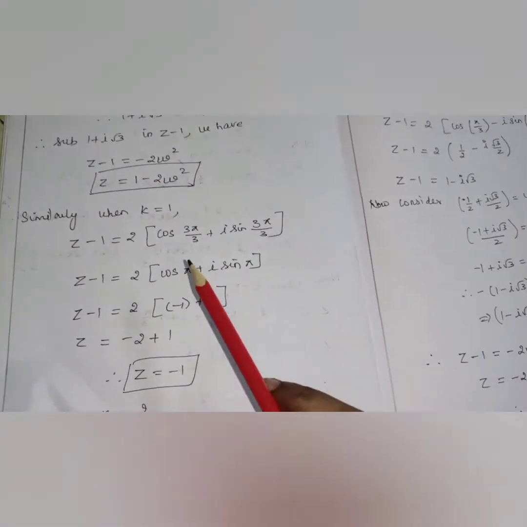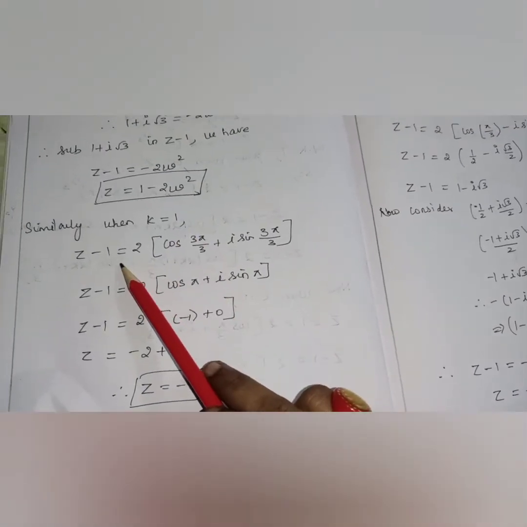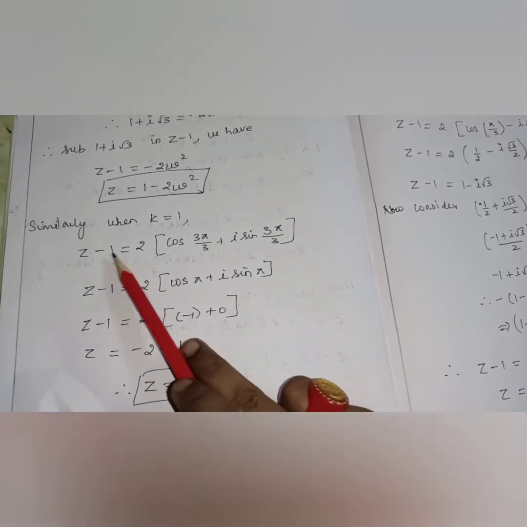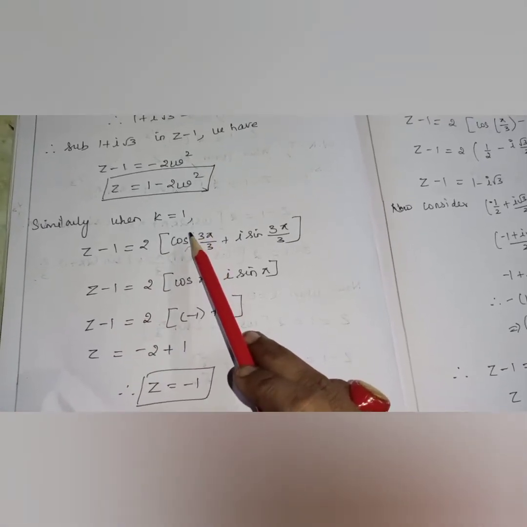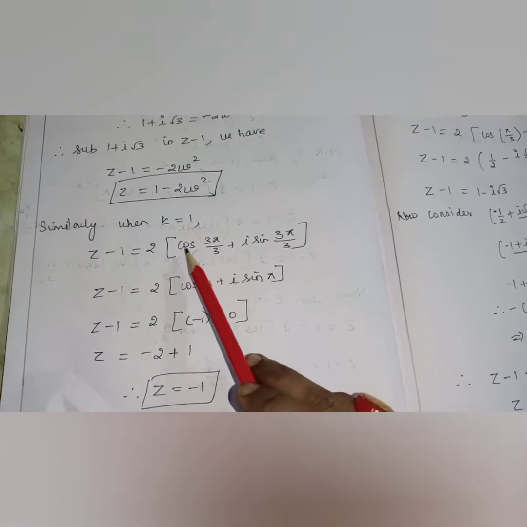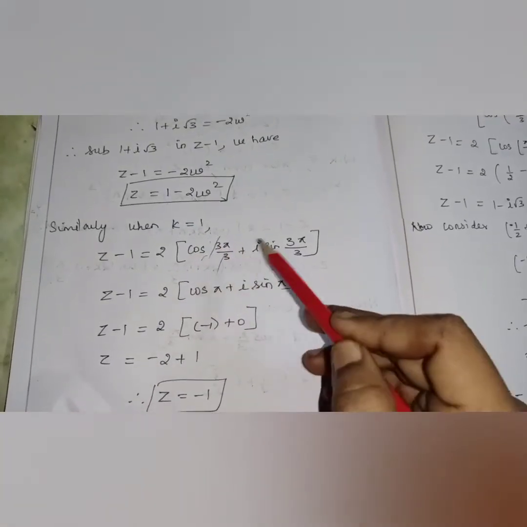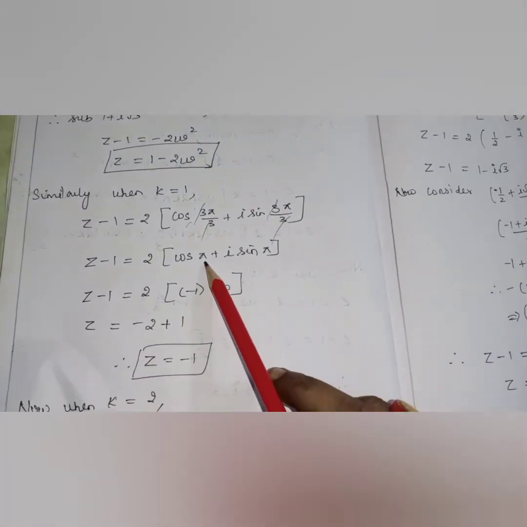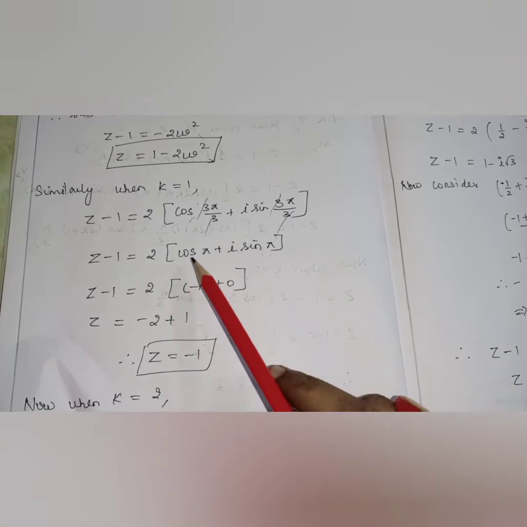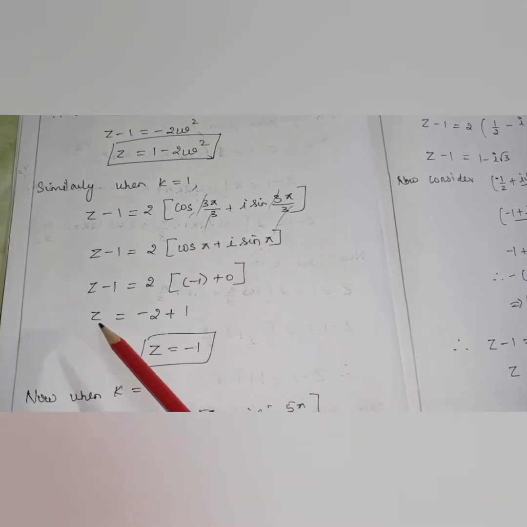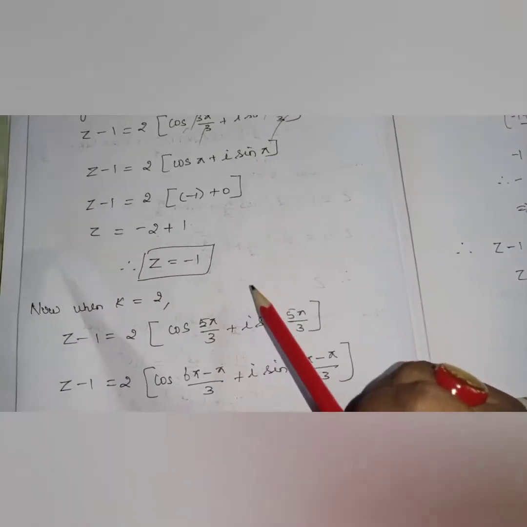Now we'll go ahead with the substitution of k as 1. When I substitute k as 1, my general expression becomes z minus 1 is equal to 2 into cos of (2k plus 1) pi by 3 plus i sin of (2k plus 1) pi by 3. So 2 into k, which is 1, is 2, plus 1 is 3. So 3 pi by 3 plus i sin 3 pi by 3. 3 gets cancelled, 3 gets cancelled. So again it is cos pi plus i sin pi. i sin pi is 0, 0 into i is 0. So cos pi is minus 1. So I am getting z is equal to minus 2 plus 1, and z is equal to minus 1. We got the other root also.